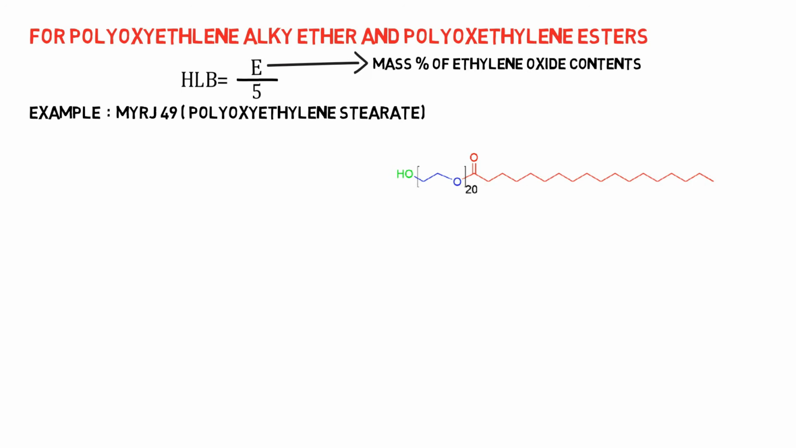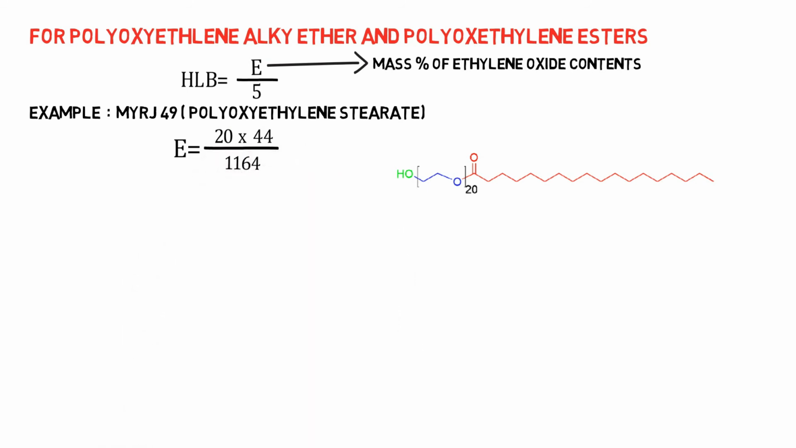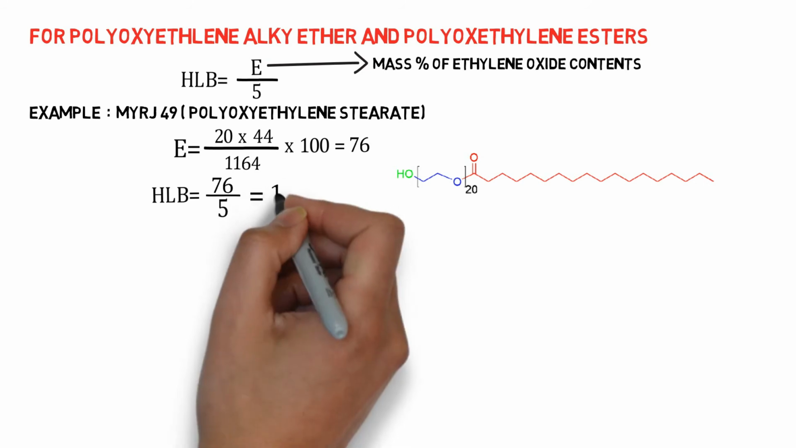Its structure is shown here. In this molecule, PEO of 20 units is esterified to a fatty acid. The weight percent of ethylene oxide content is calculated by dividing the molar mass of 20 units of ethylene oxide by the total mass of the molecule multiplied by 100. Remember, the molar mass of 1 unit of ethylene oxide is 44 gram per mole. This gives a value of E equal to 76. Now by dividing 76 by 5, we obtain HLB equal to 15.